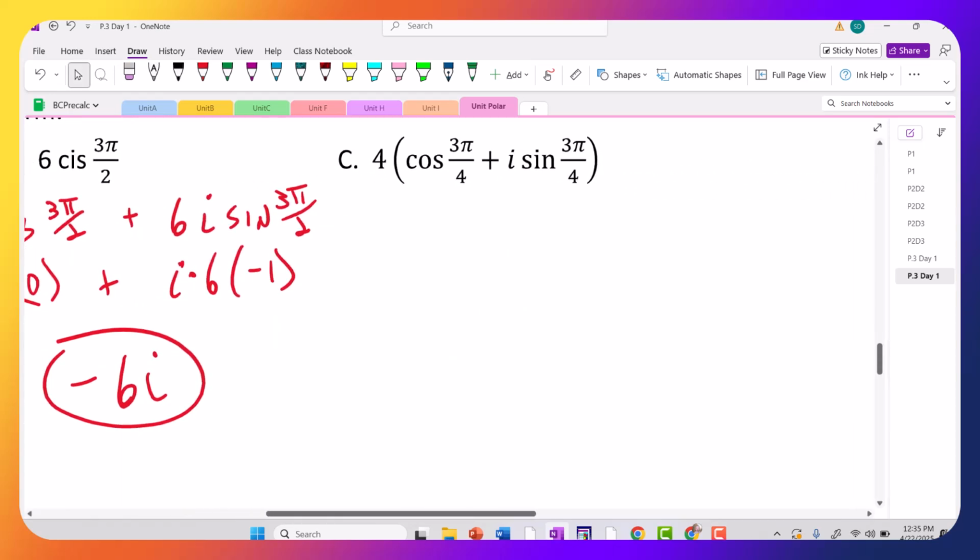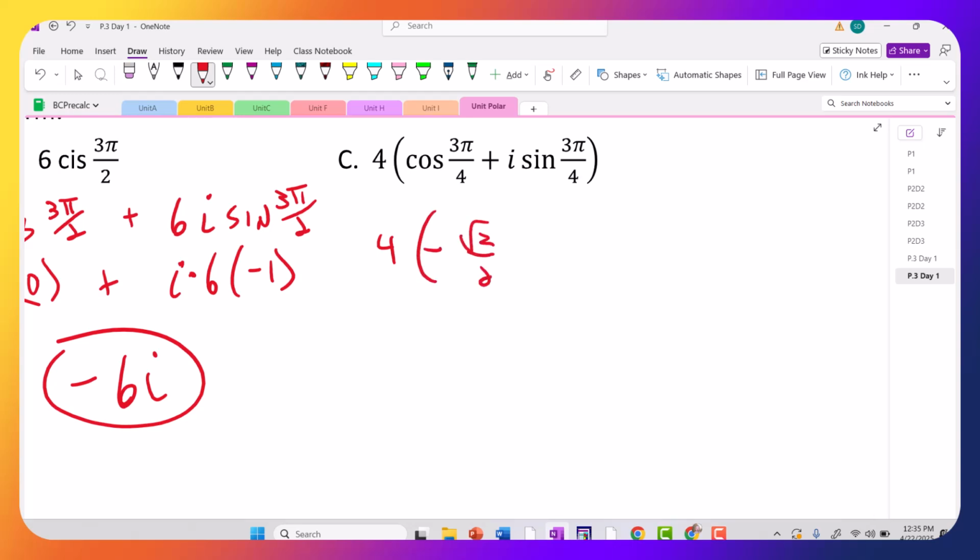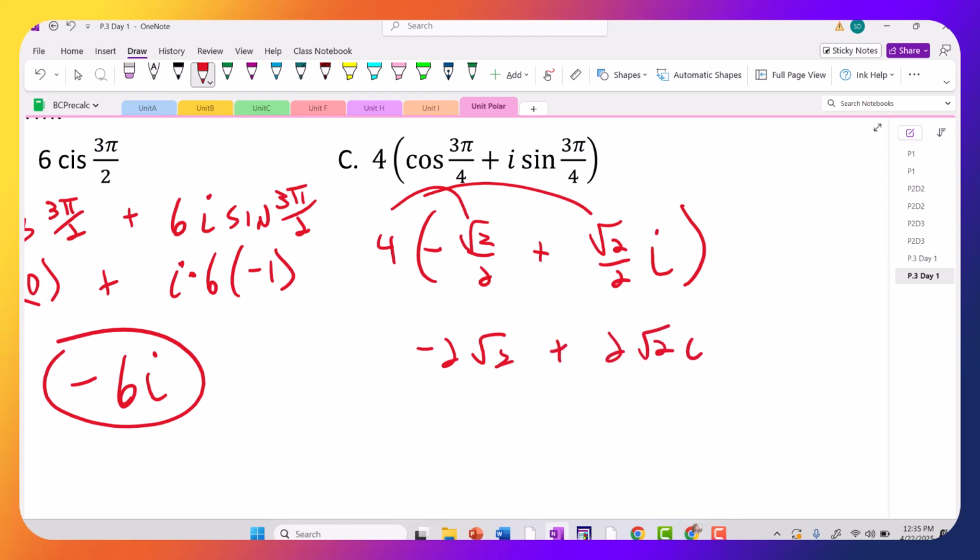And then what's the over 4s? Those are √2 over 2. What's cosine in quadrant 2, though? Positive or negative? Negative. What's sine in quadrant 2? I guess I'll write it √2 over 2i, and then you flip in that 4 there. And that becomes 2 cancels. That leaves that as a 2√2. 2 cancels again and leaves that as a 2√2i.